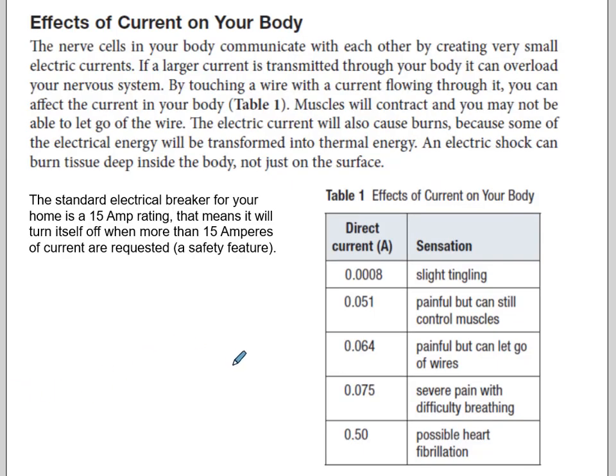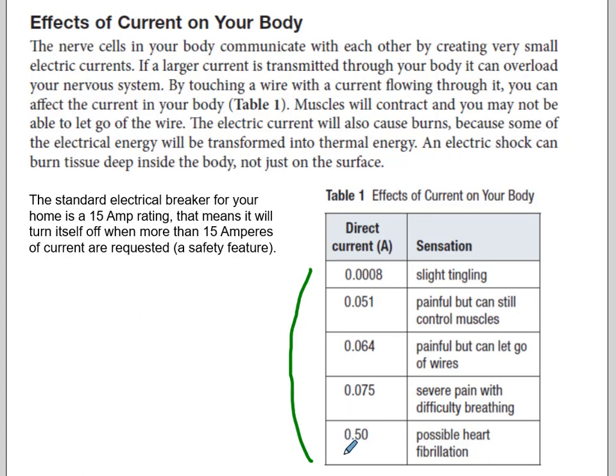Effects of current on your body. Now this one's always fascinating. If you look, these are really small amounts. Okay, and granted, let's take this one right here. 0.051 of an amp. It's very tiny, painful, but can still control muscles. Wow. Okay, so not even a full amp, and you can't move your muscle, or you're having difficulty with your muscles.